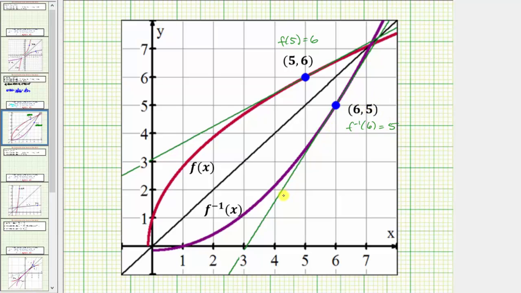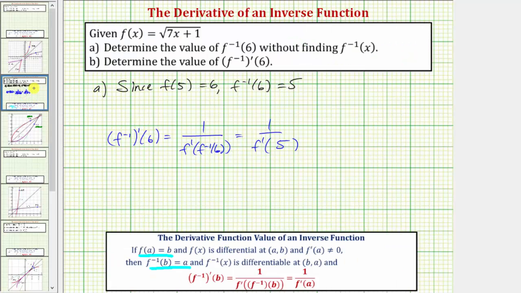And now for part B, we're asked to find the value of the derivative of f inverse at x equals 6, which would be the slope of the tangent line to the inverse function at this point here. And to find the slope of this tangent line, we actually find the slope of the tangent line to the original function at x equals 5, and then find the reciprocal of that slope. The slope of the tangent line to the inverse function at this point is equal to the reciprocal of the slope of the tangent line to the original function at this point. So going back to our work, for our next step we need to find f prime of x.